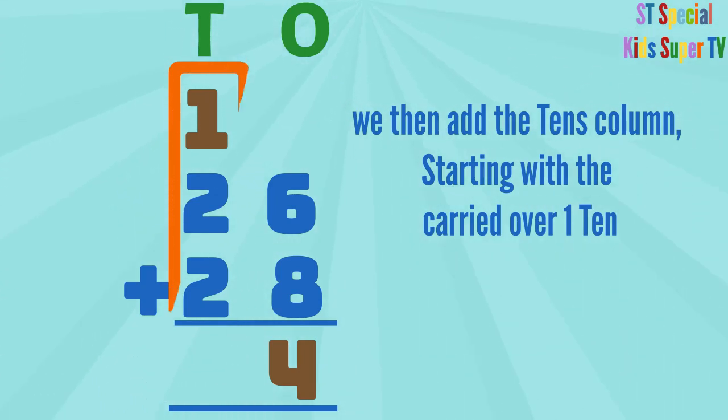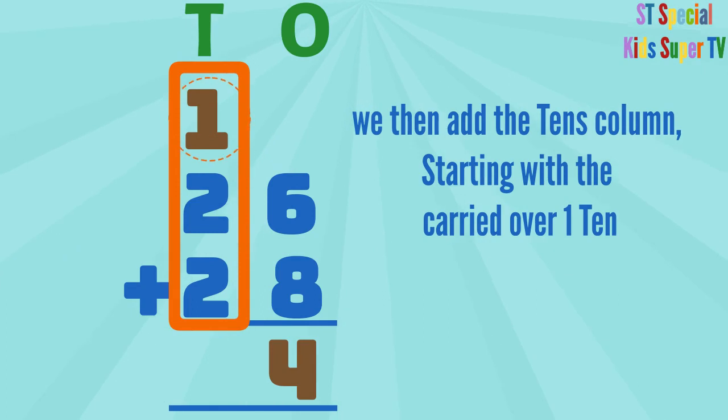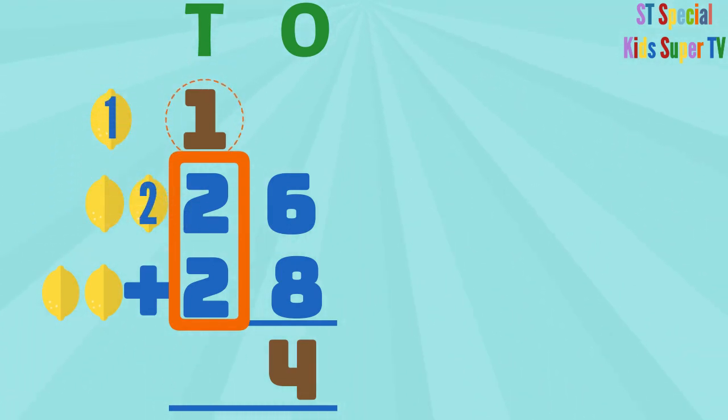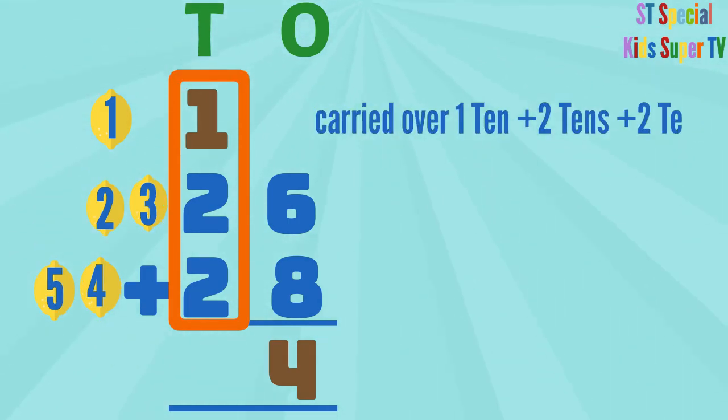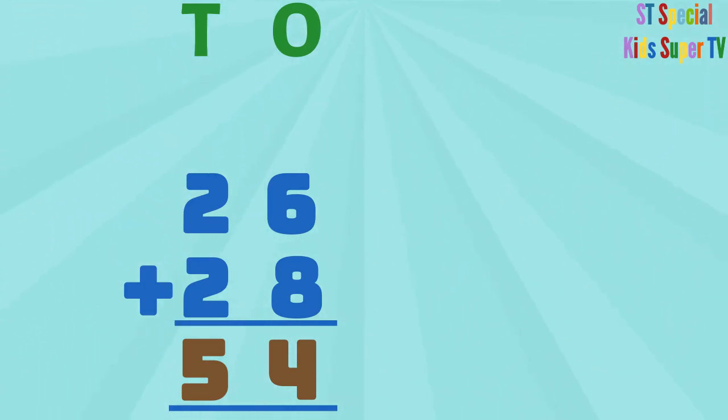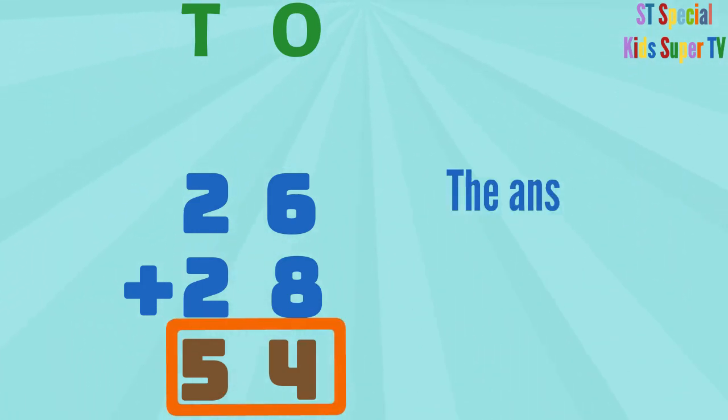We then add the tens column, starting with the carried over 1 ten. 1 lemon plus 2 lemons plus 2 lemons equals 5 lemons. That means the carried over 1 ten plus 2 tens plus 2 tens equals 5 tens. Therefore, 26 plus 28 equals 54.